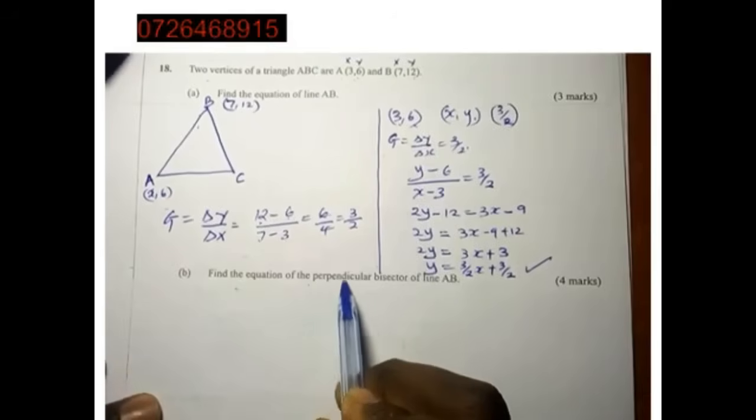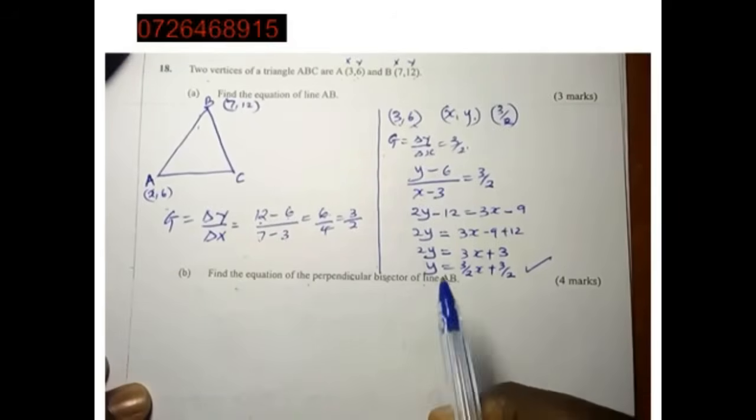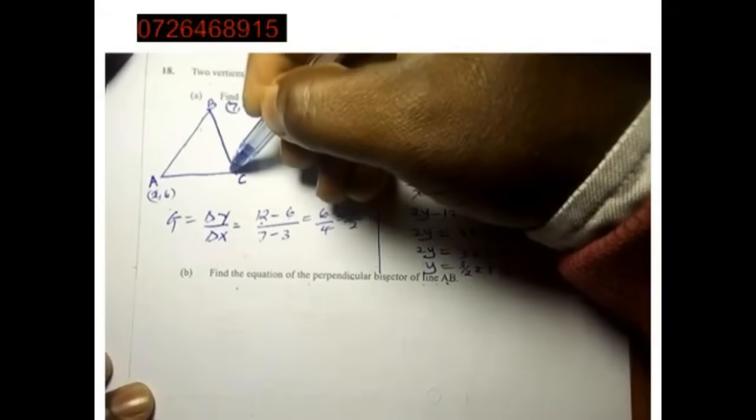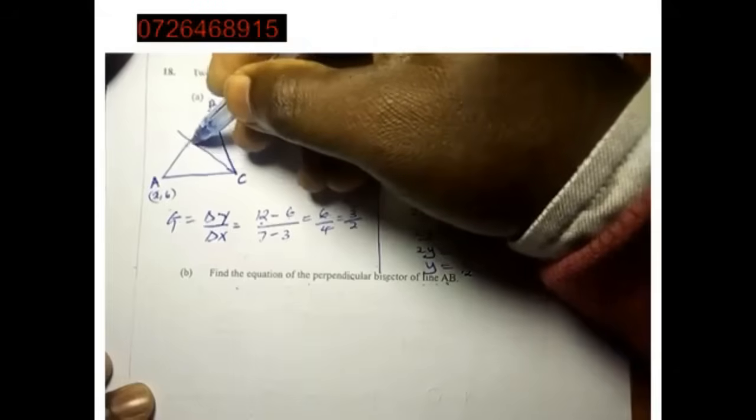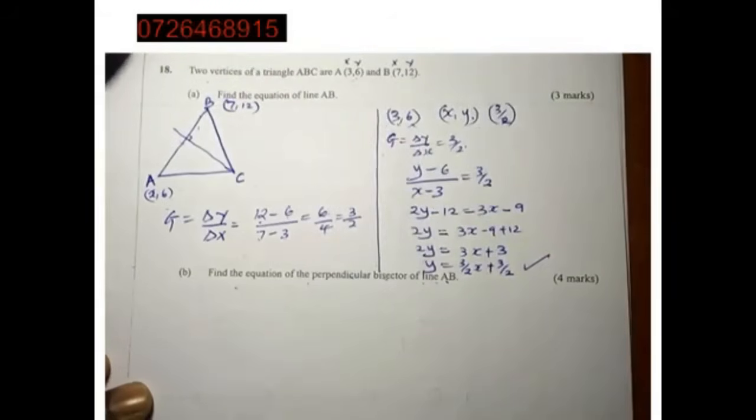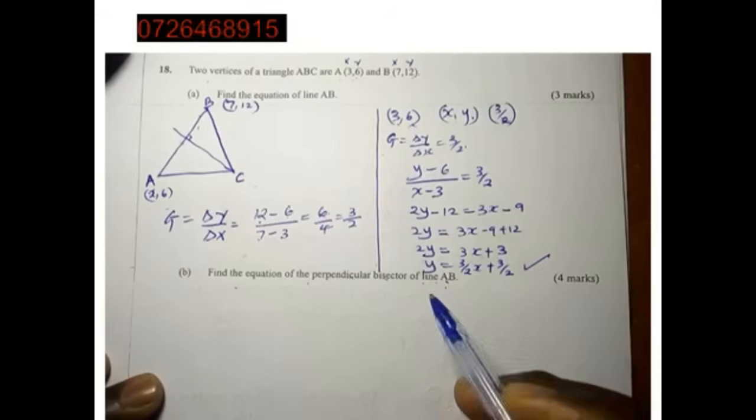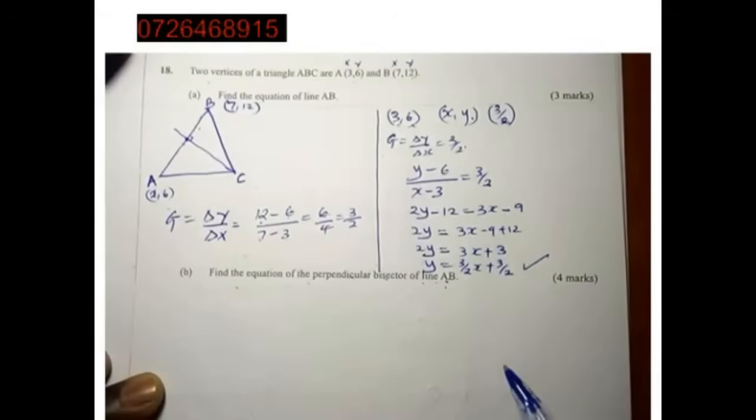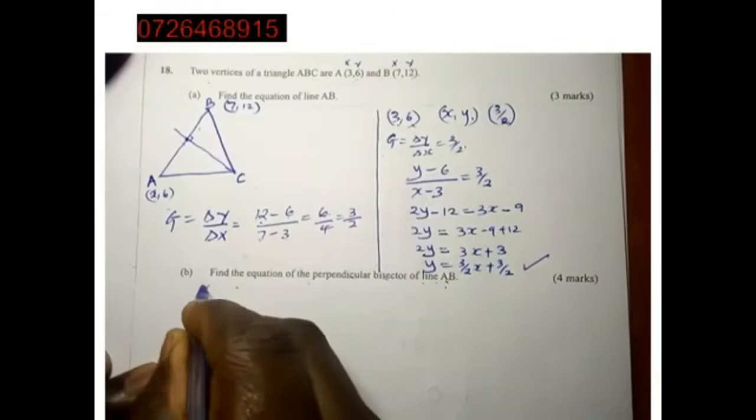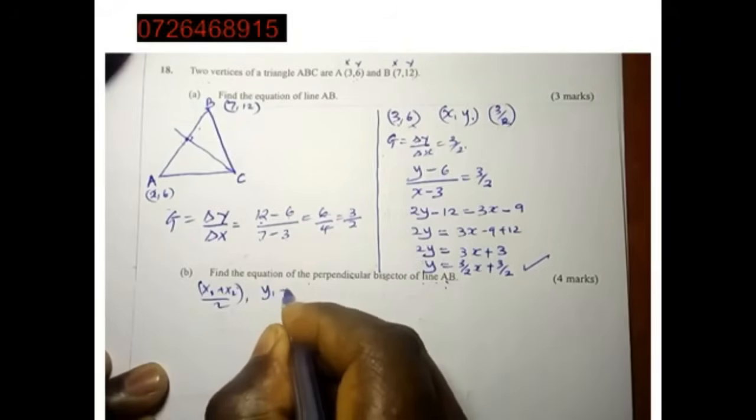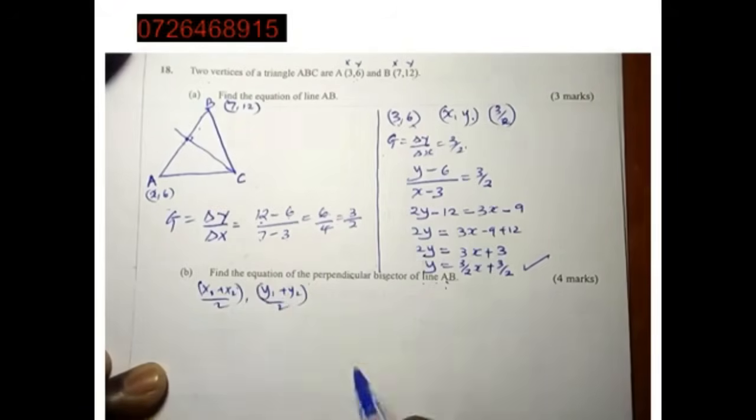Find the equation of the perpendicular bisector of line AB. So the perpendicular bisector of line AB, hiyo ni line ambayo ina bisect hapa katikati. This line is now perpendicular to AB. We know perpendicular lines, the relationship of their gradient. Lakini before even we do that, we must first get the midpoint. So we need to get the point here at the center, mahali zina meet. So midpoint tunapeana x1 plus x2 over 2, y1 plus y2 over 2 inatupea midpoint.